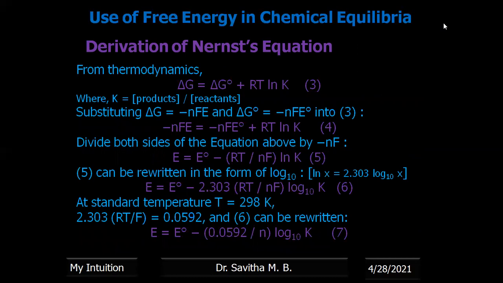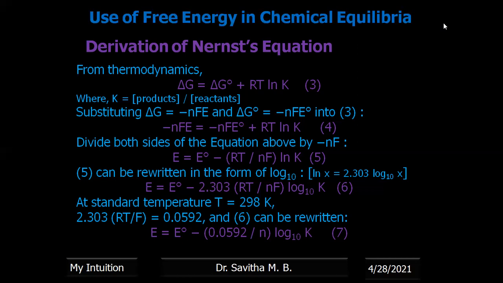Now, we also know the Van 't Hoff's equation: delta G is equal to delta G naught plus RT ln of K, where K is the reaction constant, which is given by the concentration of the product by reactant. So we know the substitution for delta G and delta G naught. Substituting that, we have minus NEF is equal to minus NF E naught plus RT ln of K, and dividing throughout by minus NF, we get equation 5. Now we have it in ln scale. Converting into log 10 base, we need to multiply by 2.303. So we have equation 6.